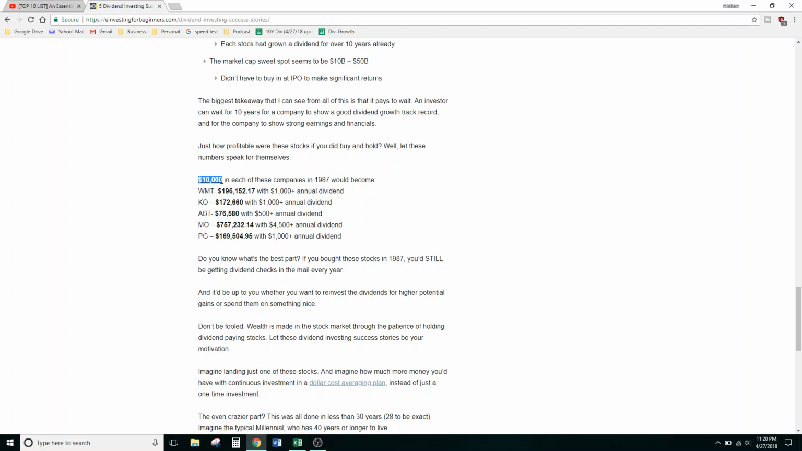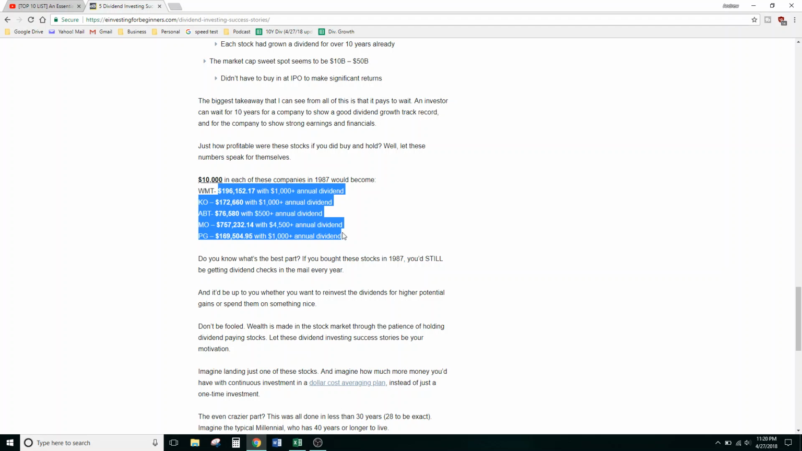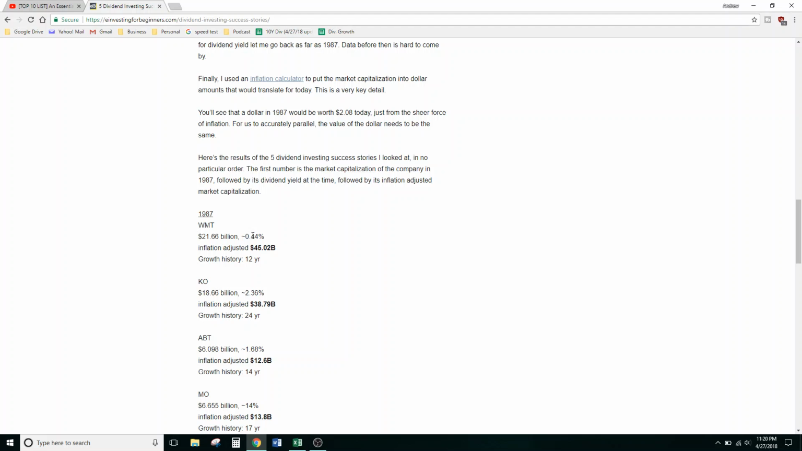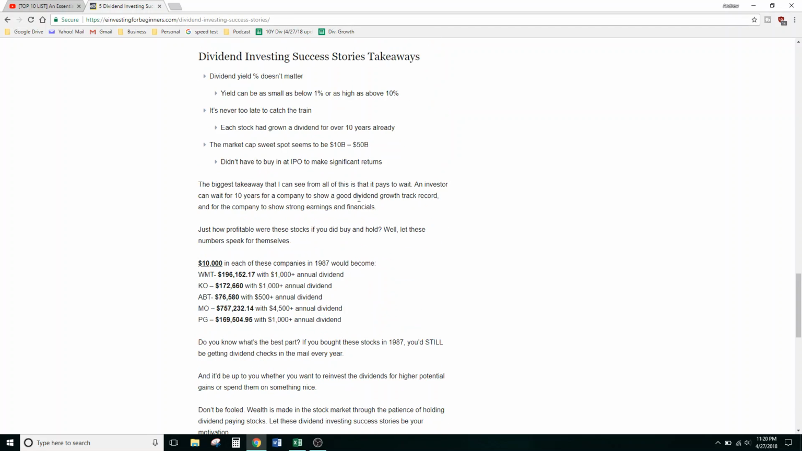Putting just $10,000 in each company would make crazy returns, okay? First off, look at the annual dividends. Walmart started off at 0.44%. So you put in $100 and you're getting 44 cents for a dividend. Whoop-de-doo. But it grows over time.